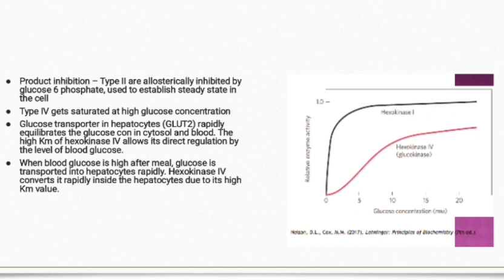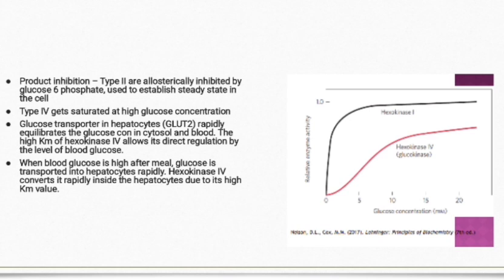The glucose transporter in hepatocytes rapidly equilibrates the glucose between the cytosol and the blood. The high Km of hexokinase 4 allows its direct regulation by the level of blood glucose. When blood glucose is high after a meal, glucose is transported into the hepatocytes rapidly. Hexokinase 4 converts it rapidly inside the hepatocytes due to its high Km value.